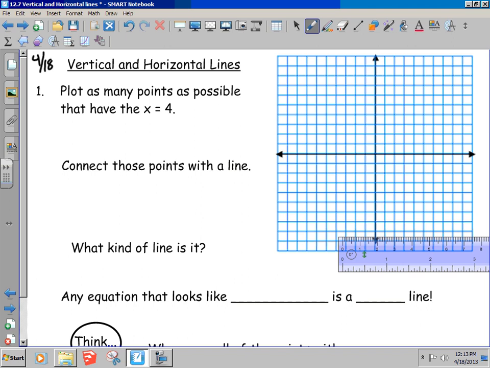All right, so here's how I want us to start. I have this statement. I want you to plot as many points as possible that have the x value equal to 4. Can anyone think of a point that has an x value equal to 4? Anywhere on this grid? You can put one up. Just one.